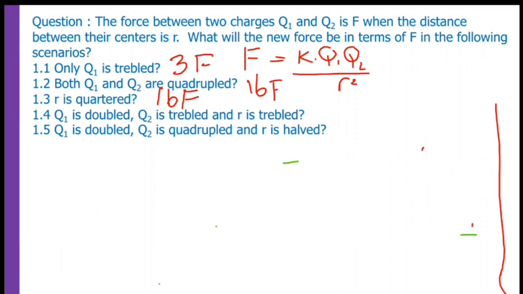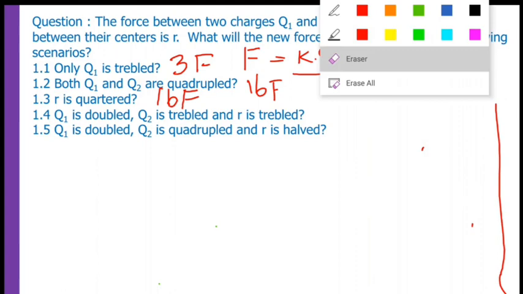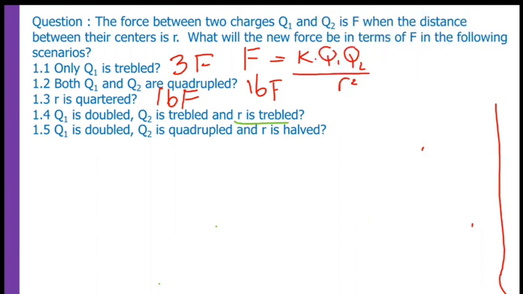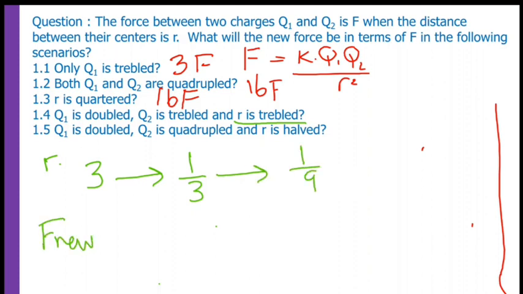Okay, how can we figure this out? I normally start with the hard one. The little bit harder one is the distance. Remember, the force and the distance have got the inverse square law relationship. So for R, the factor is 3. Trebling means 3. You invert 3, it becomes 1 over 3. You square 1 over 3, you get 1 over 9. So the new force is going to be 1 over 9 times. So the effect of trebling the distance makes the force 9 times smaller.